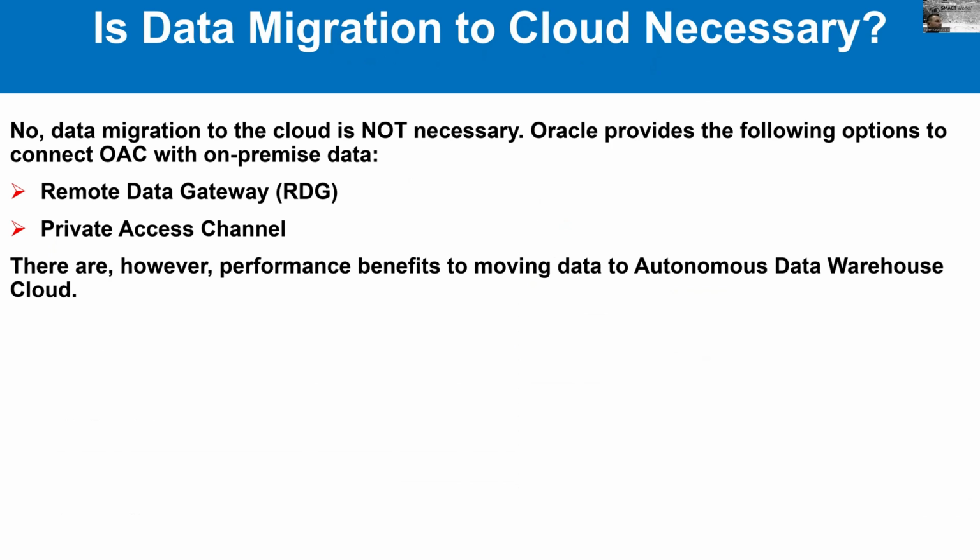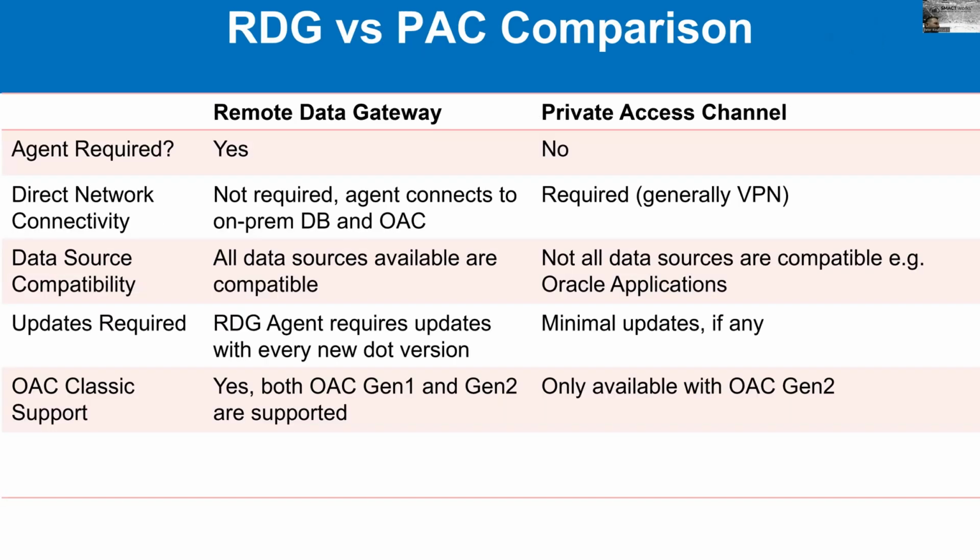Is data migration to cloud necessary? So this is another question that comes up a lot when we present. Short answer, no. There are a lot of options available as far as data migration or access to the data on premise goes. Remote data gateway and private access channel are the two main recommended options. There are, of course, performance benefits to moving your data to the cloud using Autonomous Data Warehouse Cloud, but that is not a necessity.